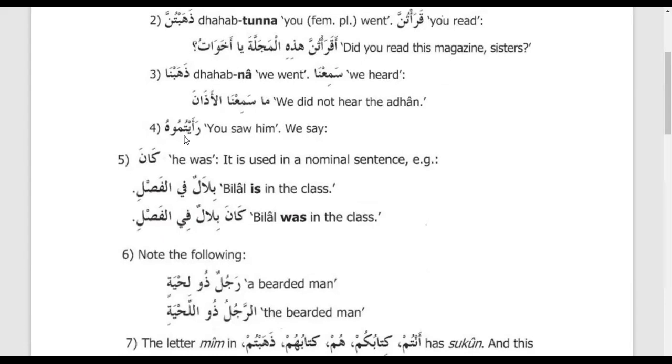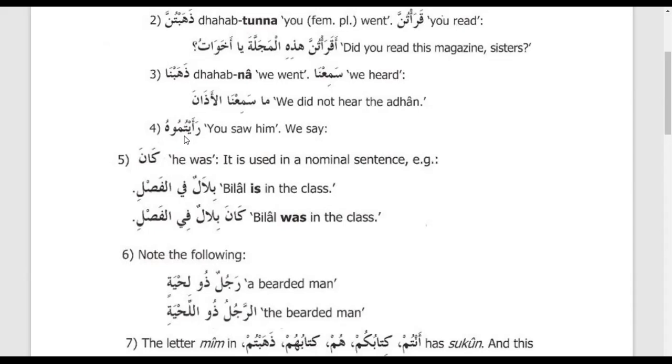Similarly, it is ra'aytum. Okay, ra'aytum, right? Ra'aytum is the plural for the masculine. You saw, right? When we say ra'aytum, the meaning is not clear. We need an object. So we want to say that you saw him. We will say ra'aytum and who. Ra'aytum who doesn't make any sense.